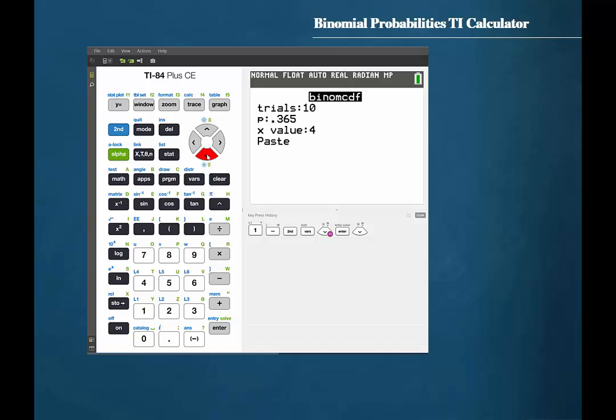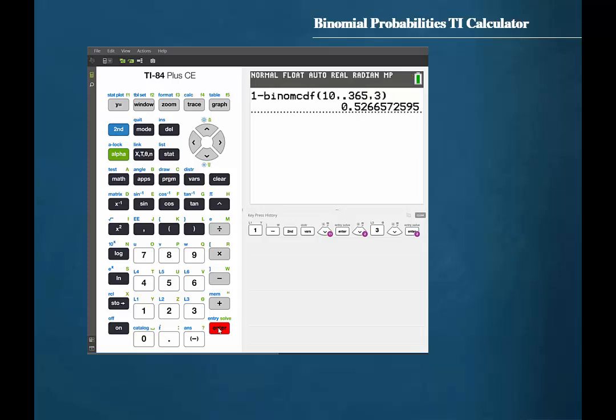This time we're going to find the probability that x is greater than or equal to 4, so we will have to subtract the probability that x is less than or equal to 3 from 1. Cursor down and highlight Paste and press enter. If you are using a TI graphing calculator that does not present a menu for entering the required values, then you will need to place the values in order. That order will be n, then p, then x, with commas in between each value.